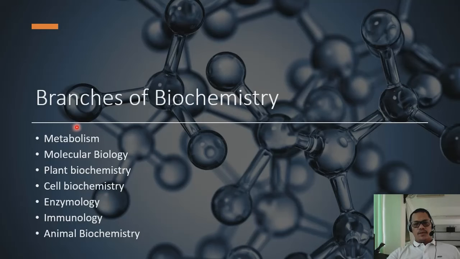So the different branches of biochemistry are the following. One is metabolism, the other one is molecular biology, then we also have plant biochemistry, we also have cell biochemistry, enzymology, immunology, and animal biochemistry.